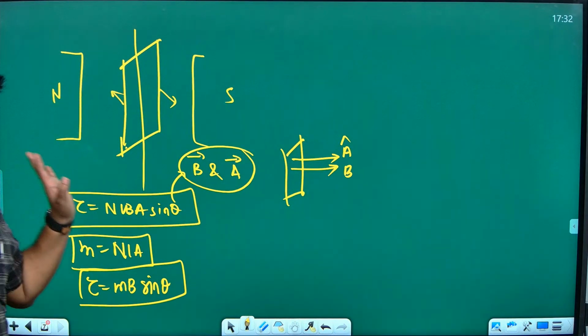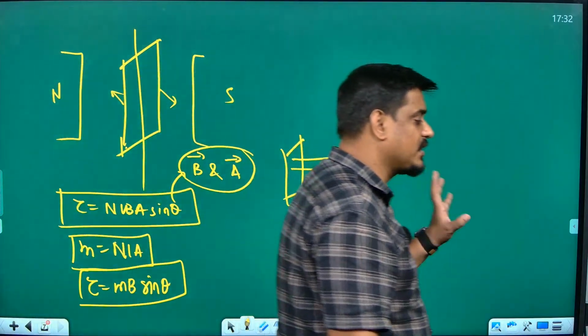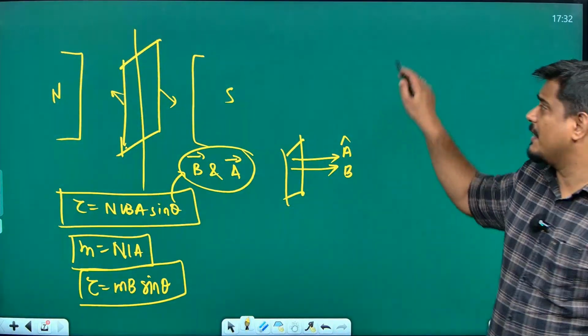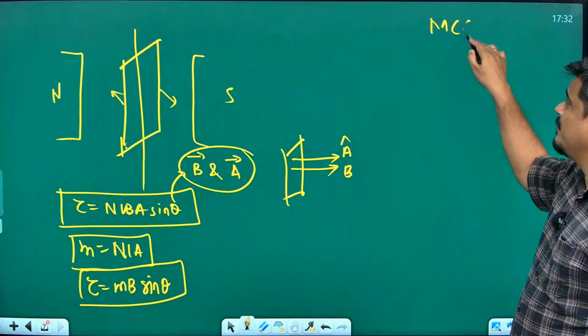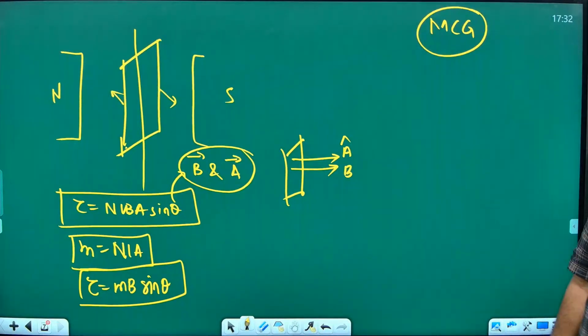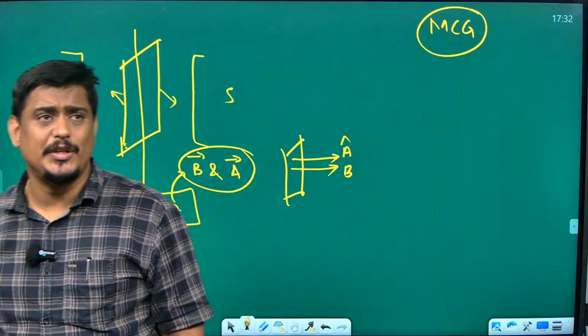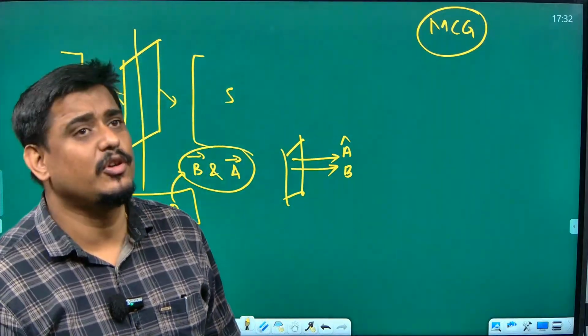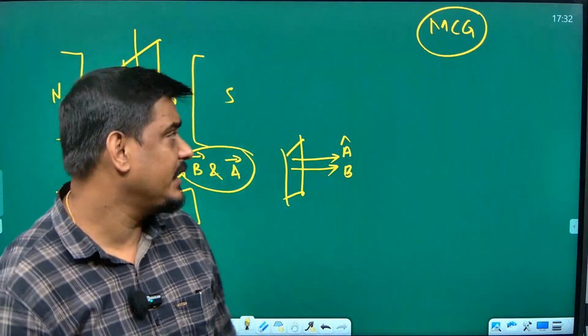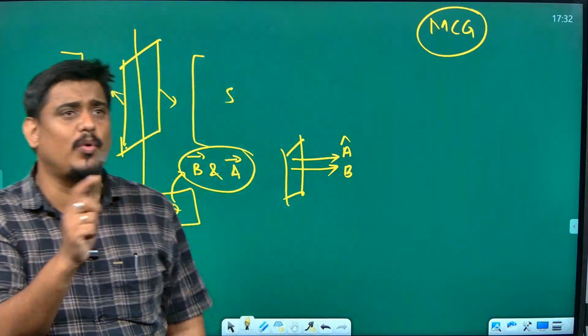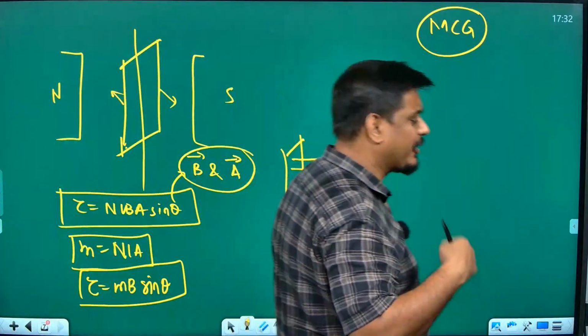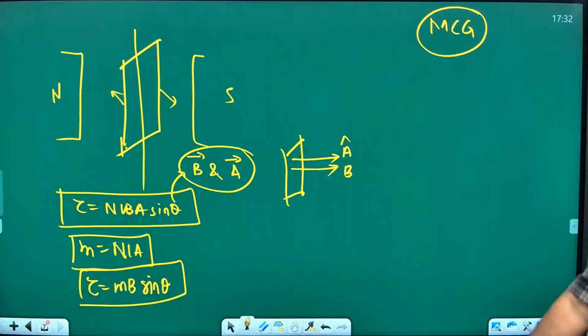Based upon this, that is torque on a current carrying conductor kept in a magnetic field, we have a device called MCG, which is moving coil galvanometer. What is that? It is a sensitive device which is used to detect the presence of current in the circuit. If there is a current coming, it will deflect and it will show you the magnitude of current also. How it works? It works on the principle of torque on a current carrying loop kept in a magnetic field.